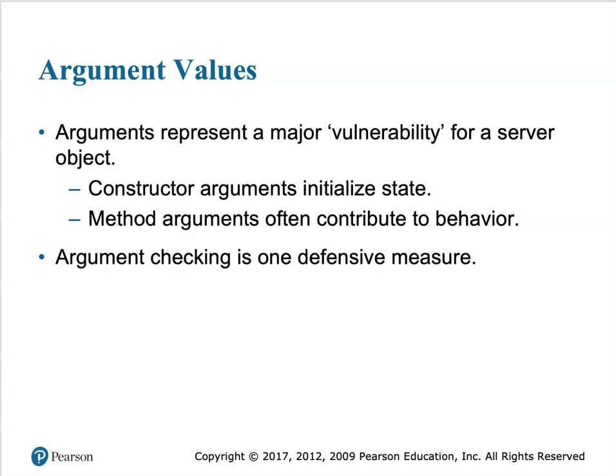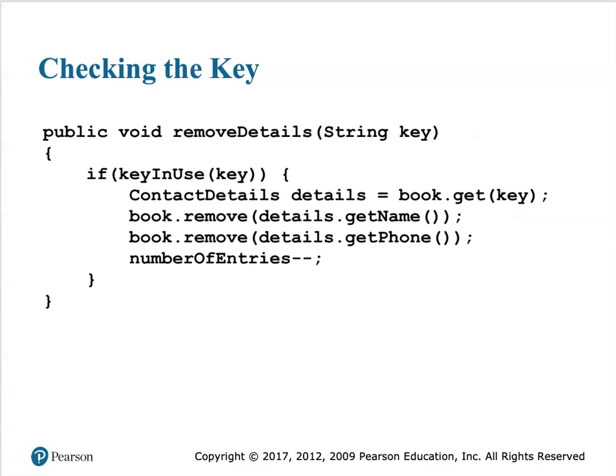One thing the server can do is to check to make sure that the objects have reasonable parameters so you don't start with an inconsistent state, or an unreasonable state, for the object being created. So in the address book, for instance, the address book is not usable if we don't have a key, or if we pass in a key that is not inside of the address book, because it's just a map behind the scenes.